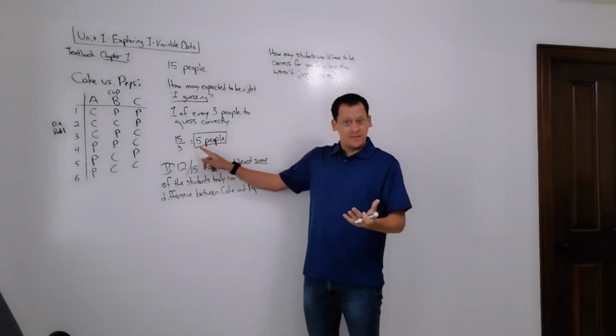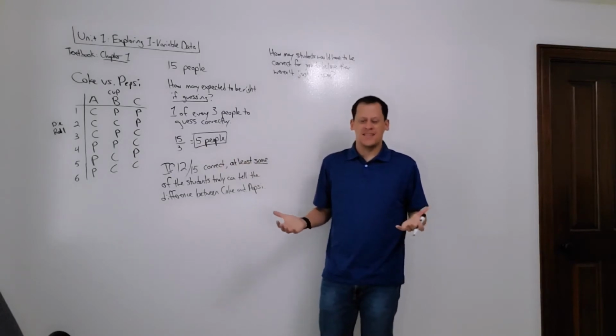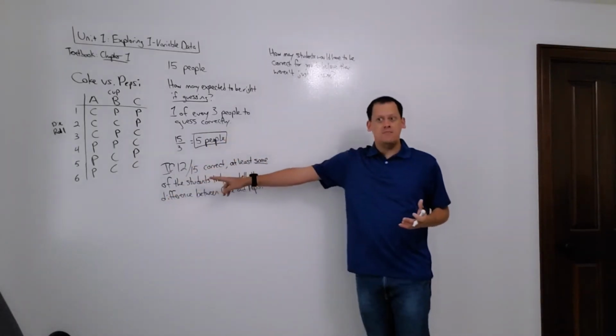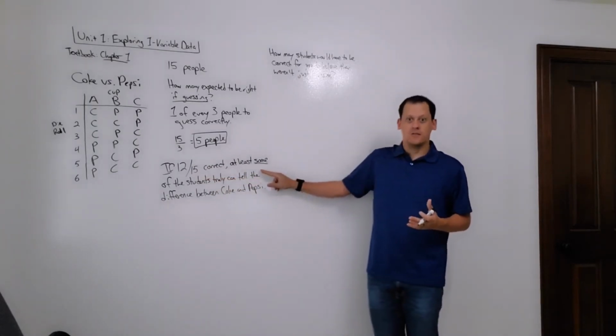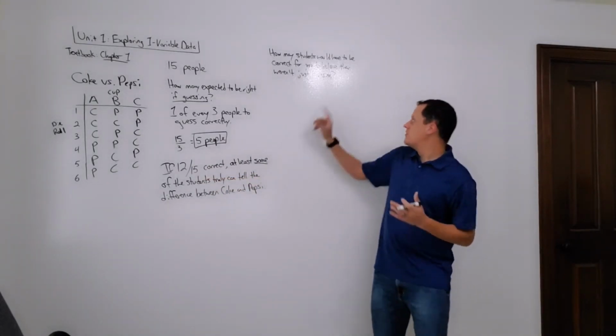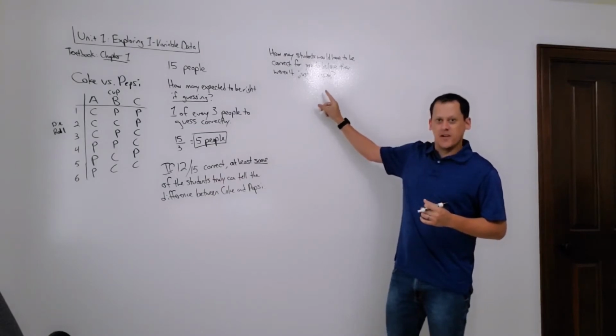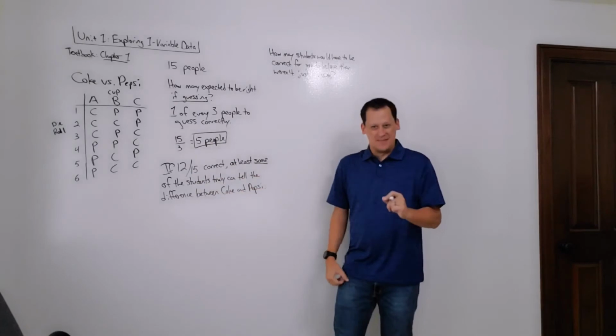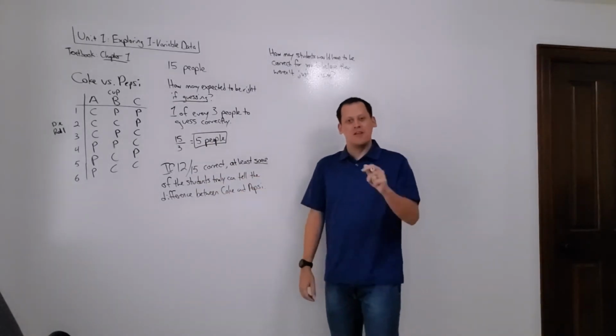If only 5 out of 15 are right, they're probably just guessing. That's what we would expect if they were just guessing. 12 out of 15, we're convinced that at least some of them know. So the answer to this question is probably somewhere in between 5 and 12. But what number is it? How many would have to get it right for you to be convinced?